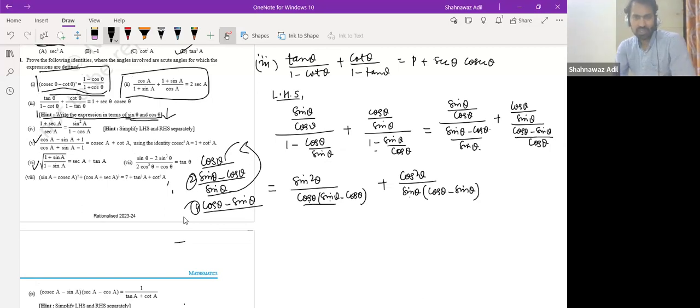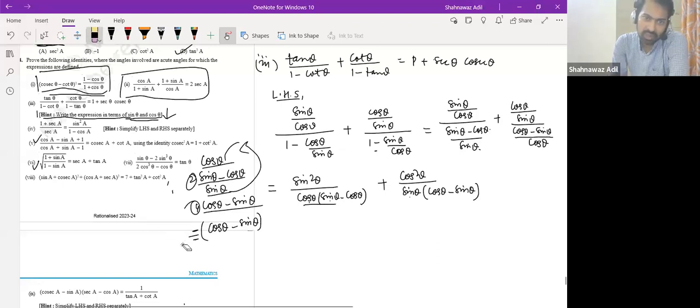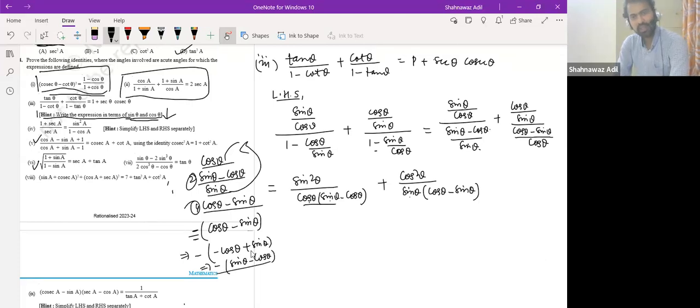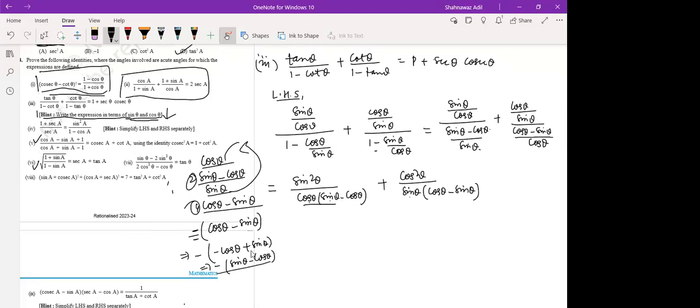Okay, so let me take this term, cos theta minus sine theta. And what I do is that I multiply this term by minus and divide by minus. So then what would happen is that if I take minus inside, this is minus cos theta and this is plus sine theta. So this is minus of sine theta minus cos theta. Is this clear, guys? Yes, sir.